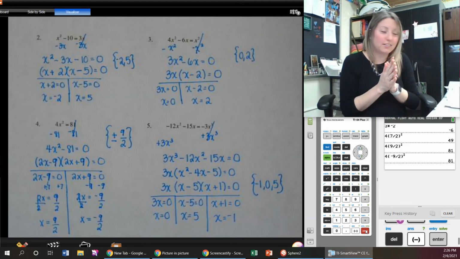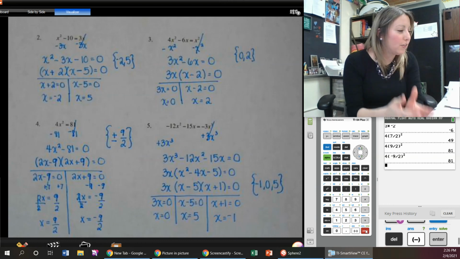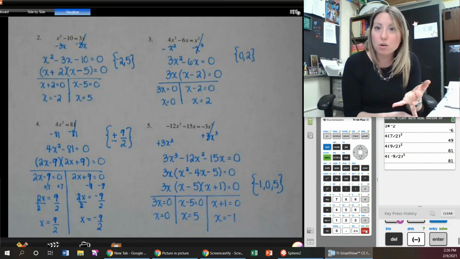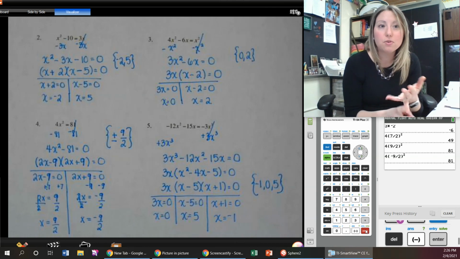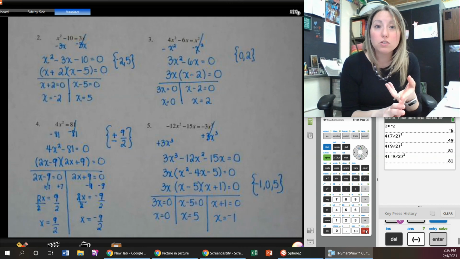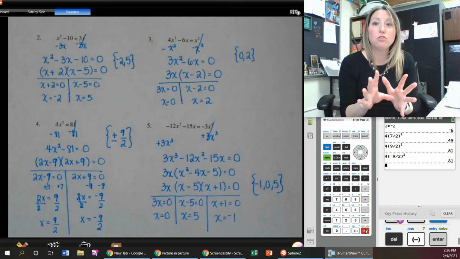Okay. Guys, good luck. Get that standard form, and then everything's the same after that. Factor, T-chart where you set each factor equal to 0, then solve each of those factors set equal to 0 for your variable, and then check in your graphing calculator.